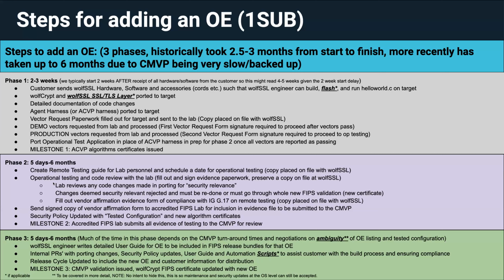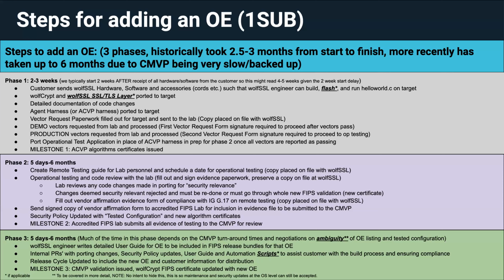Phase 2, after we've gotten our algorithm certificates, we then do operational testing, and if we had to make any code changes at all when porting to the new environment, let's say we didn't support the threading on that host system, and we had to add new code to support the mutex locking and unlocking and multi-threading capabilities, then we'll go over all those changes with the FIPS lab.